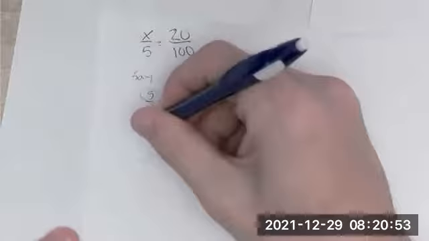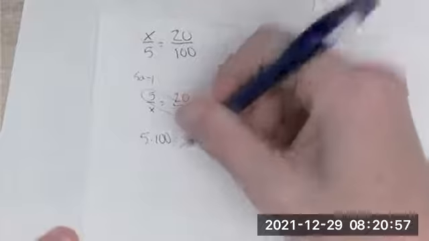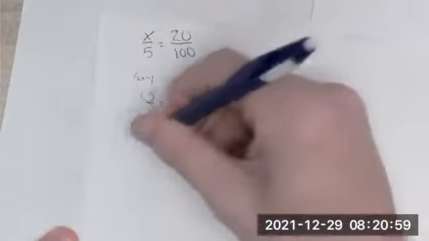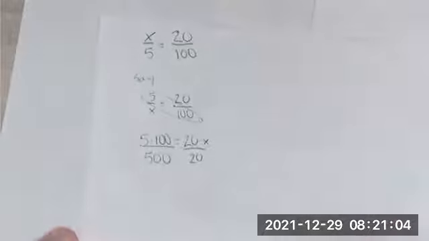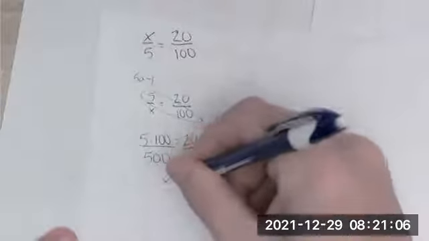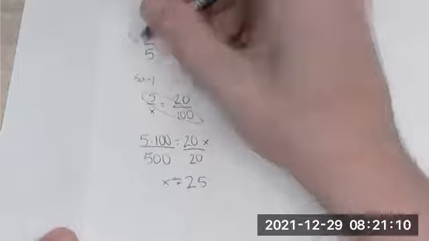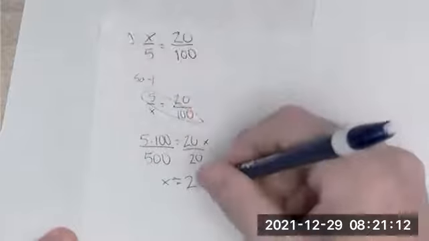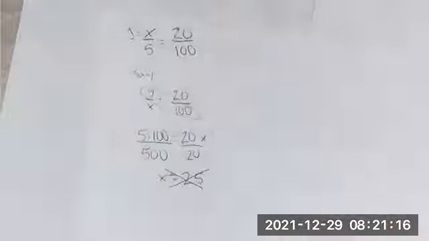I end up with 5 times 100 equals 20 times x. I end up with 20x equals 500, which means now x equals 25. If I were to solve this, instead of where x had to equal 1, I'm getting x equals 25. When I'm off by just a tiny bit of flipping this upside down, it's going to get exaggerated much worse.